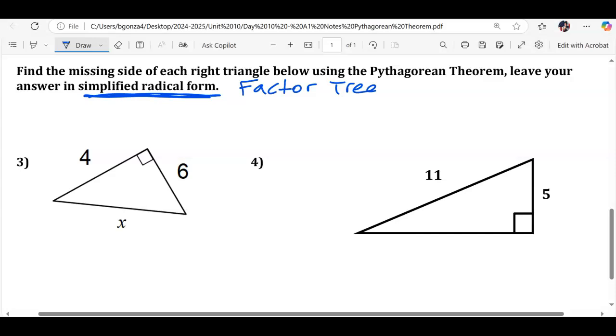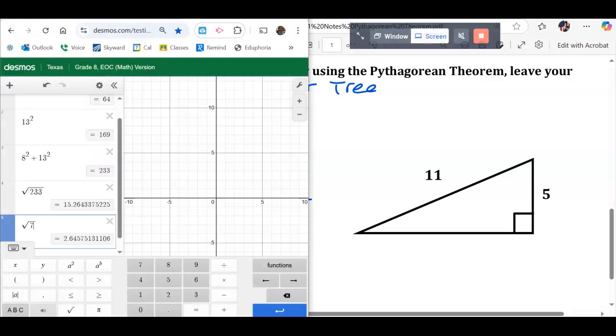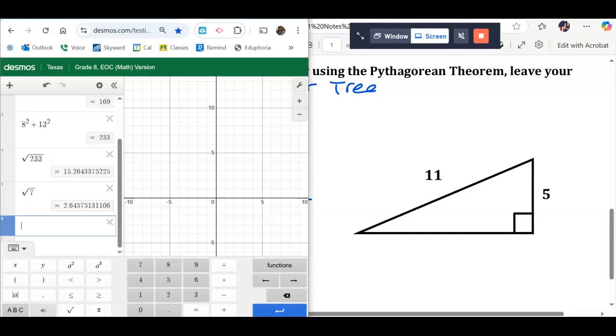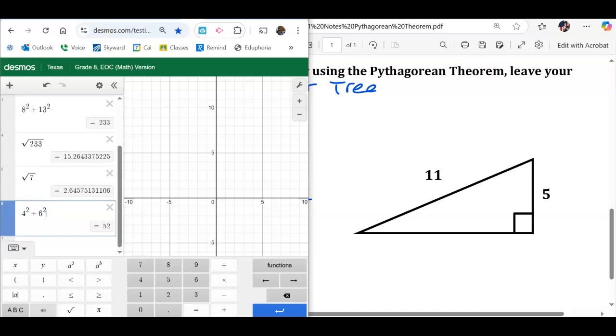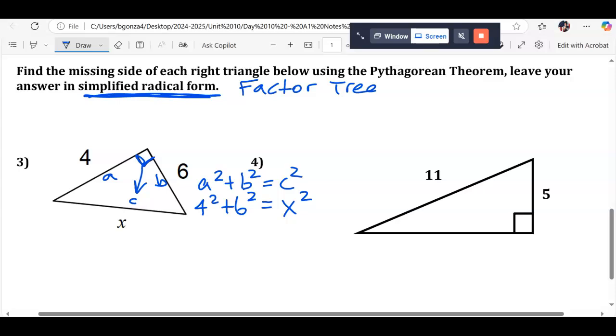Here we go. Right triangle. Where's my legs? I got A, I got B, and across from 90 is C. A squared plus B squared equals C squared. A is 4, B is 6. 4 squared plus 6 squared equals x squared. What is 4 squared plus 6 squared? Okay, I can do it in one step like that. I got 52. So 52 equals x squared.